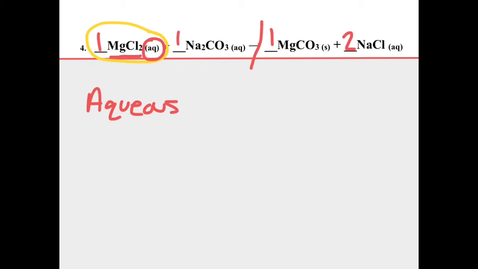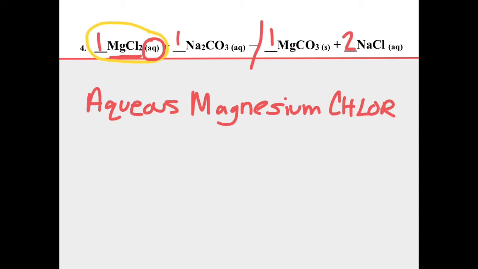So when a metal and non-metal come together, that's ionic, which means we need to look at our ion sheet for the naming. So the magnesium ion is just called magnesium. So that's what we'll call it, magnesium. And then chlorine becomes the chloride ion. So we just call it chloride. So this is going to be called aqueous magnesium chloride.